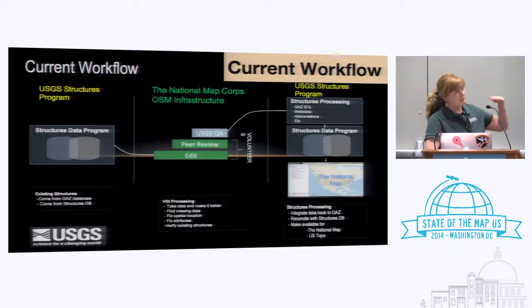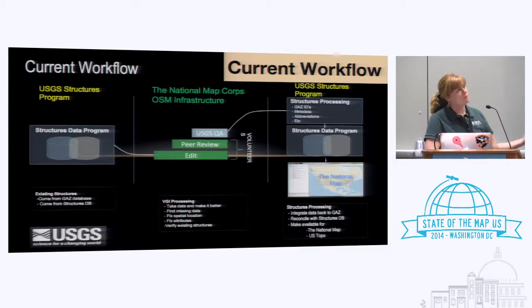And once the edits have been done, so everything is edited on that first phase, everything is peer reviewed by a second volunteer in that second phase. And then the USGS does our own QA. And then the data are moved back into the structures data program. It goes to the national map. It's available as soon as it's loaded into the structures data program, there is a lag, and it's not immediate like OpenStreetMap, and hopefully sometime we'll be able to remedy that, but there is some lag there. But hopefully it'll be within 3 to 6 months people can see what they've done on the national map viewer.